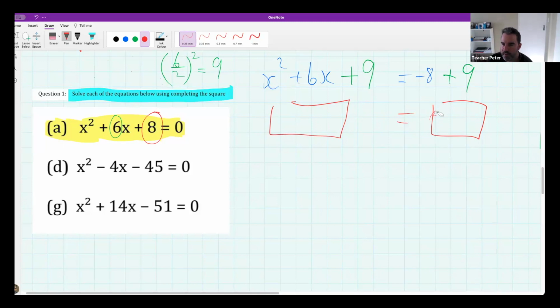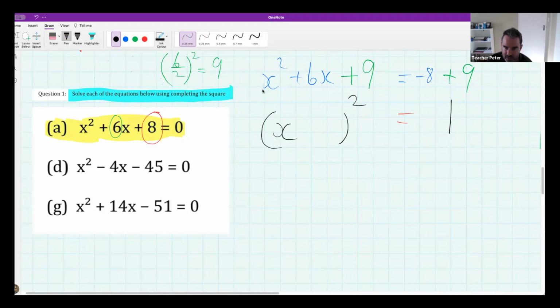So -8 plus 9 is 1. So that's that side. And then on this side, I know I'm completing the square, so there has to be a perfect square. I know there's going to be an x because this is about x. I know there's a plus because of here, and I know there's that.